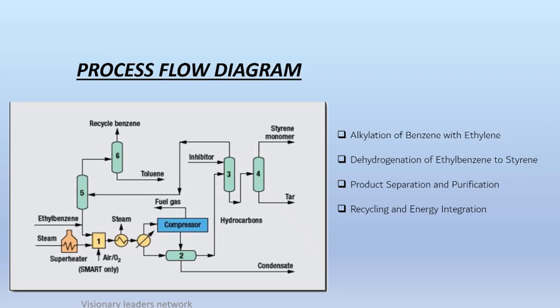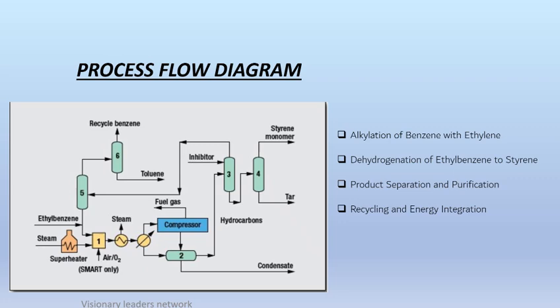Some of the steps involved in the production are, first, the alkylation of benzene with ethylene. Ethylbenzene is produced through the alkylation of benzene with ethylene. This reaction is typically catalyzed by an acid catalyst. The next step is dehydrogenation of ethylbenzene to styrene. Ethylbenzene is then dehydrogenated to form styrene. This reaction is typically carried out over a proprietary catalyst.